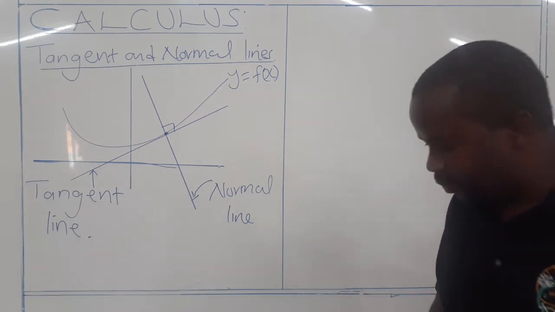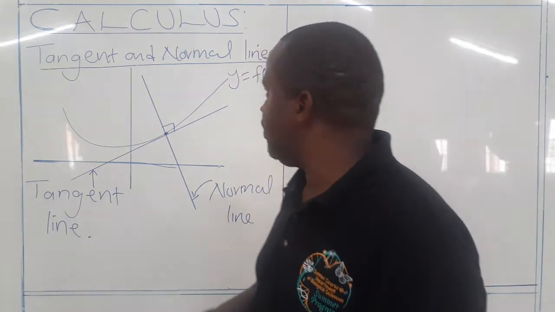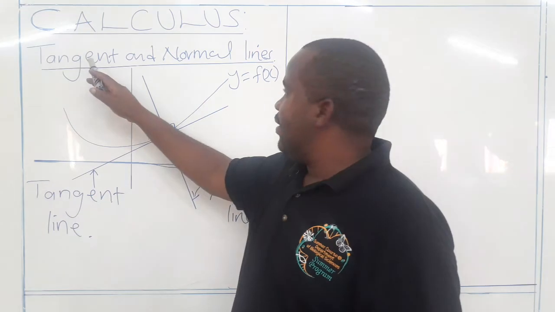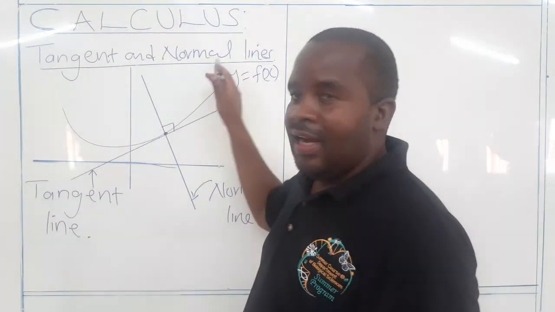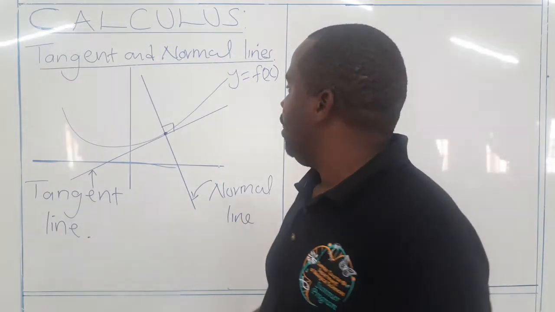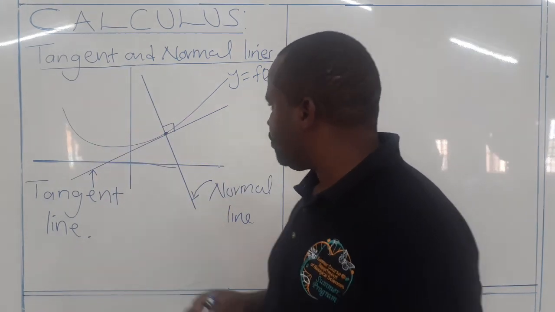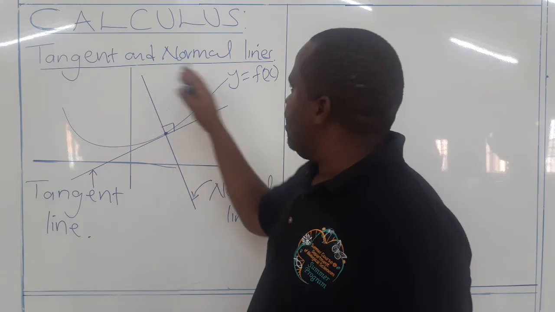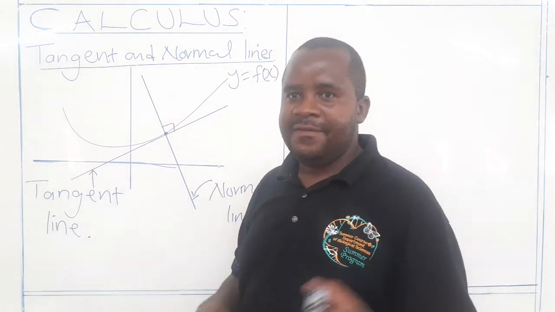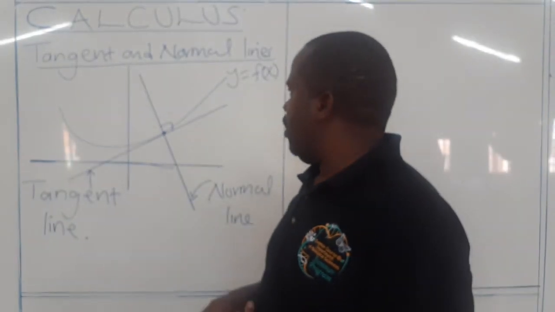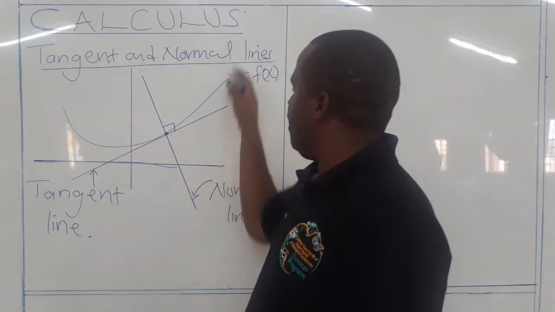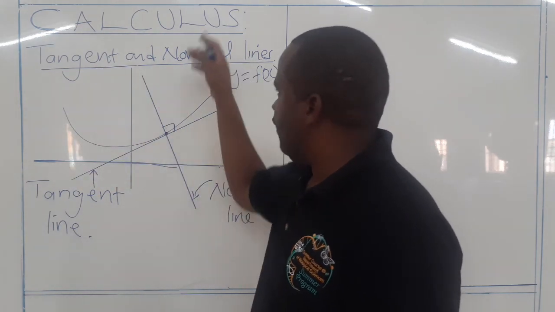So in this lesson, our interest really is to understand tangent and normal lines. We want to understand what these lines are. We are saying these lines are defined on a curve, or by a curve.